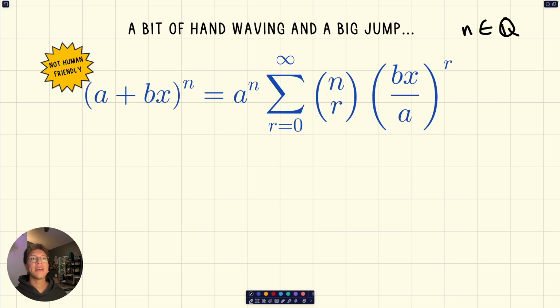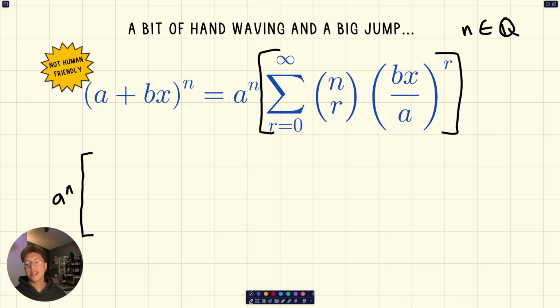So let's take this sigma and start to expand it out. We'll start with our a to the n first, and then we're going to take this expression here and put that in brackets as we expand it. Hopefully you've seen sigma notation. Our bottom number, r equals 0, that's the number we plug in first. So we're going to take 0, and we're going to plug it into here and here, this whole expression.